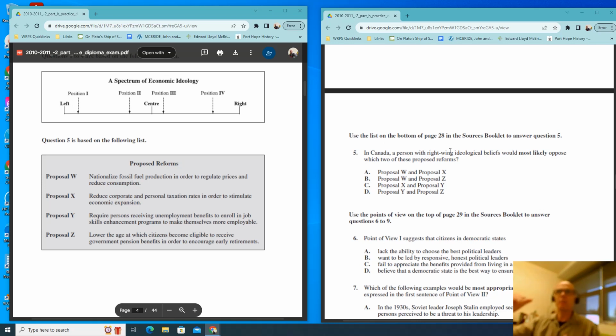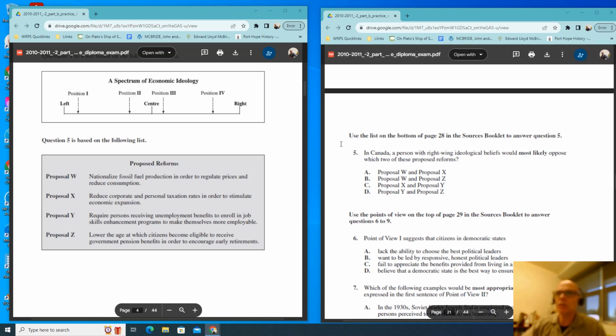So this is an idea of matching my understanding of right-wing ideological beliefs, small government, deregulation, privatization, free market, that's what they want, and trying to find the opposite of that. Nationalize fossil fuels. Nationalize something as public property, not private property. Nationalize is a left-wing thing. They don't want W. So now the answer is either A or B. It's either W and X or W and Z. So I don't even have to look at Y. Let's look at X. Reduce corporate taxes. Capitalists like the reduction of taxes. So the answer has to be W and Z, B.